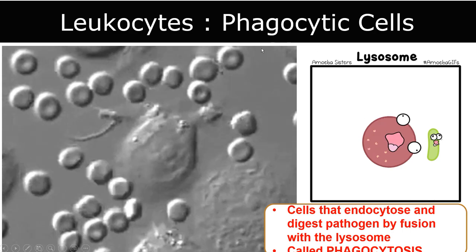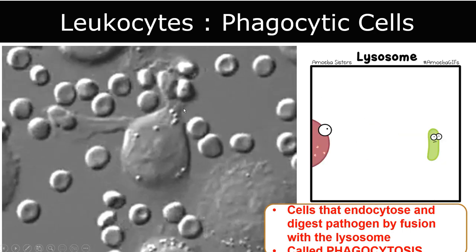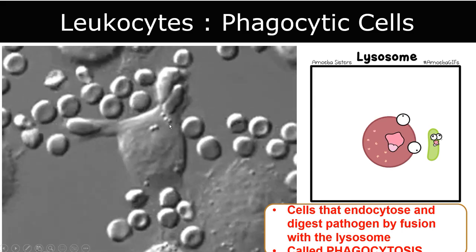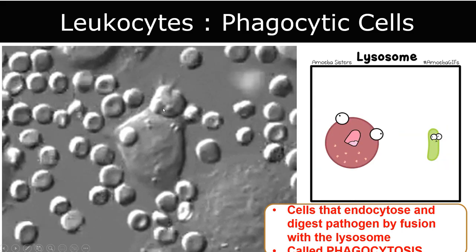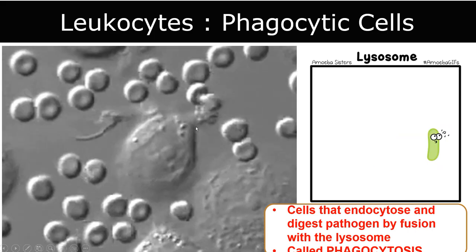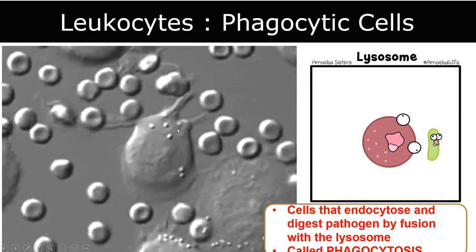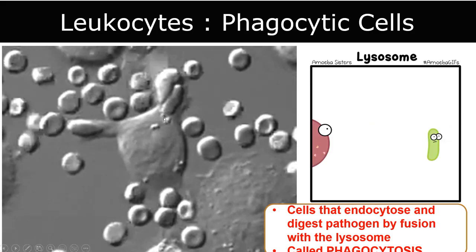So these phagocytic cells, what they're doing, and this is an actual white blood cell, an actual macrophage, you can see that it's reaching out and kind of gobbling up these pathogens, right? It reached out an arm, it's grabbing hold of them, it's dragging them inside itself, and you see these little vesicles here.